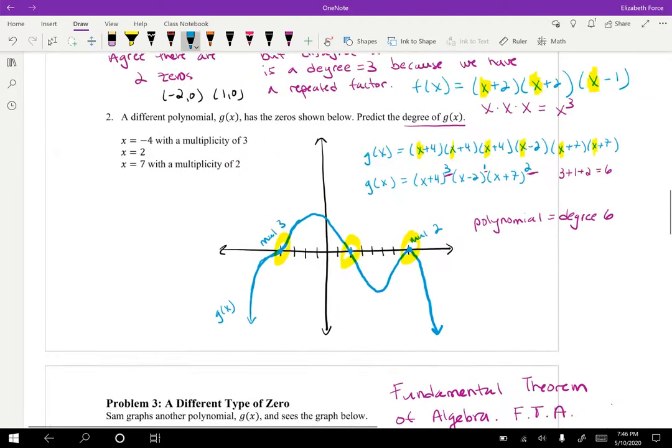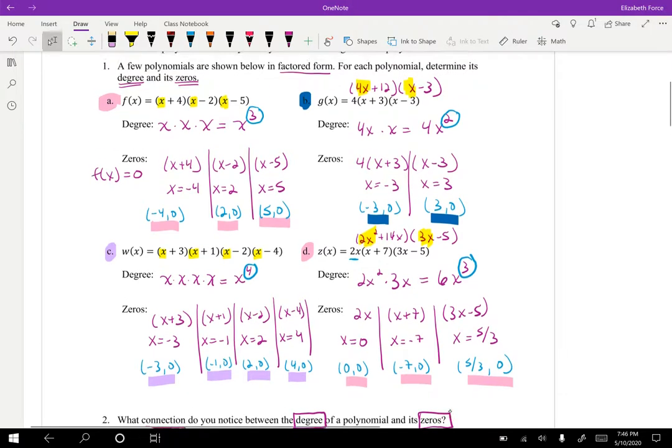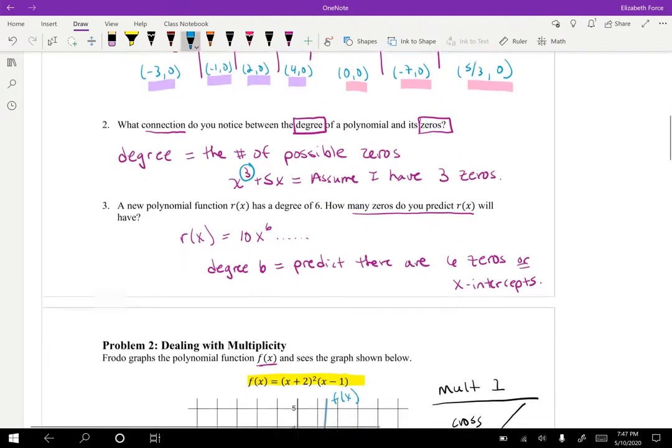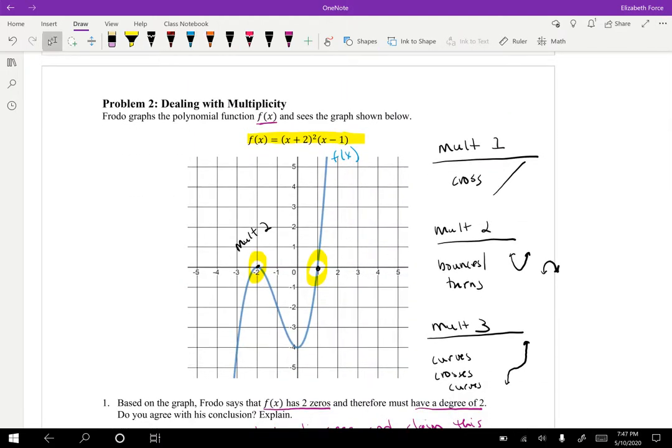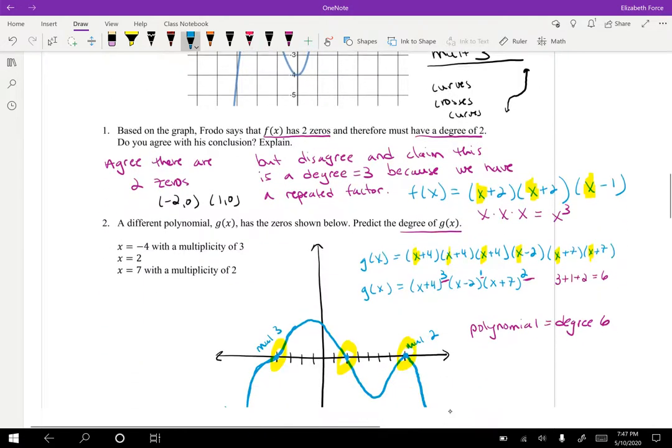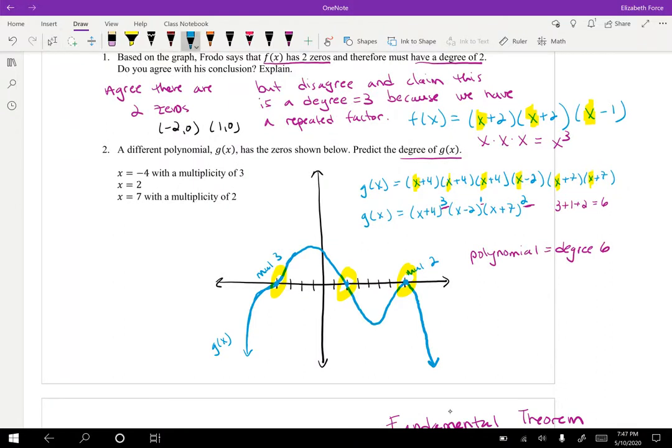And we saw that in the very first problem. Degree 3, 3 zeros. Degree 2, 2 zeros. Degree 4, 4 zeros. Then we saw what happens with multiplicity, and we realized that we have to count the multiplicity into our degree. Even though there are 2 zeros, this ended up being a degree 3 polynomial because one of my zeros counted twice. Same thing for this one: there's a multiplicity of 3 here, so I count that 3 times, and a multiplicity of 2 here, so I count that guy 2 times. So this ended up being a degree 6.